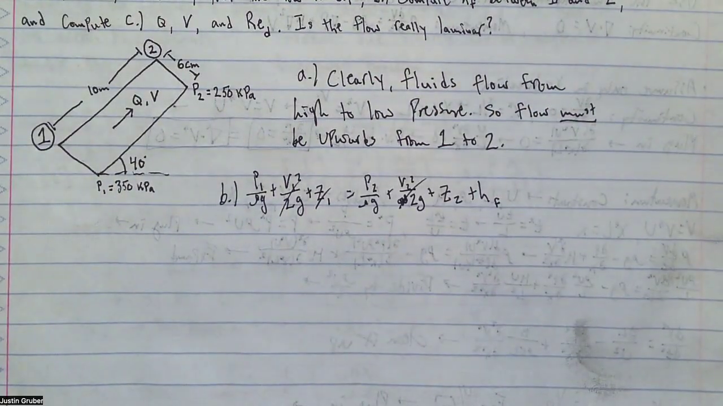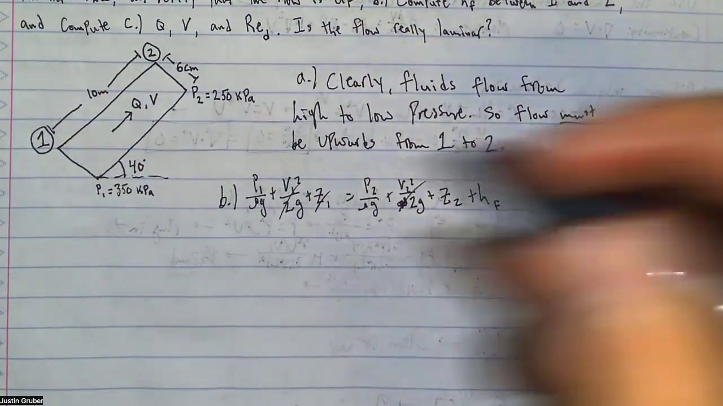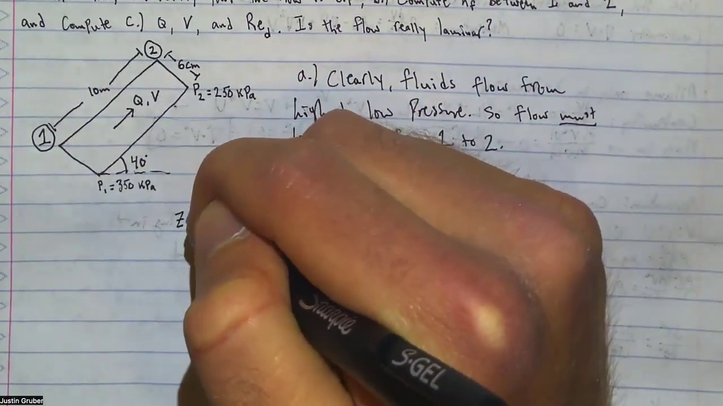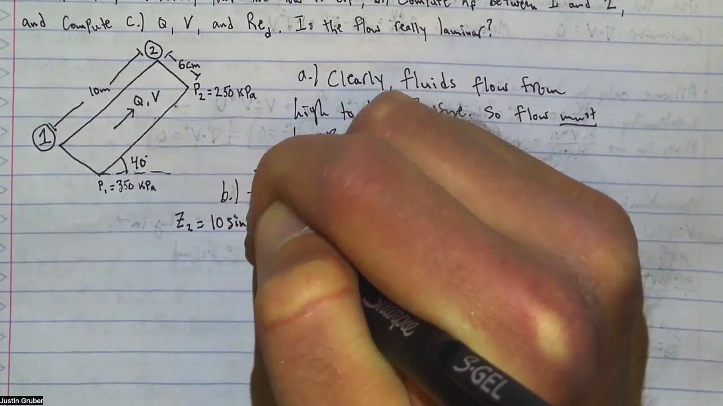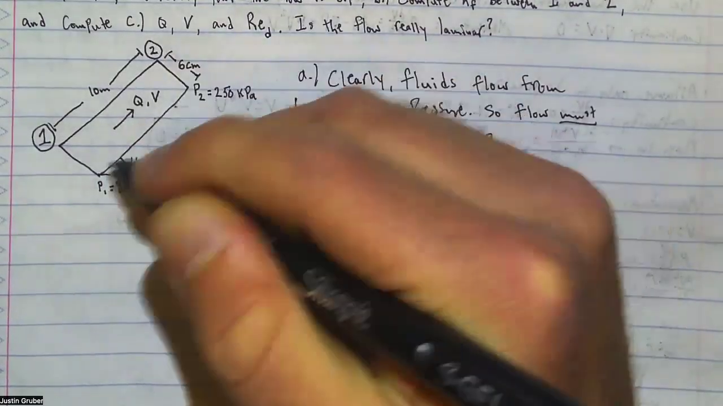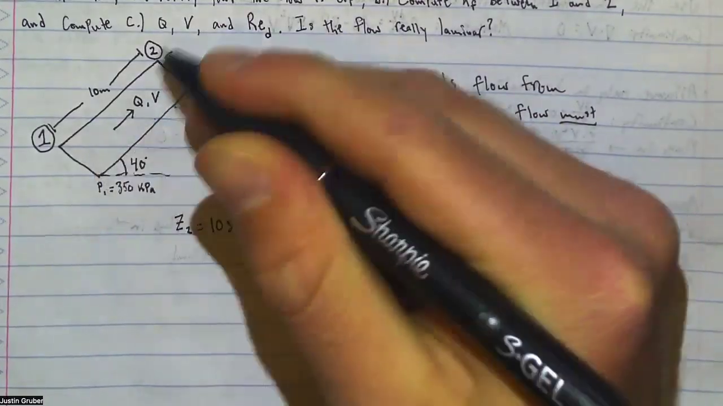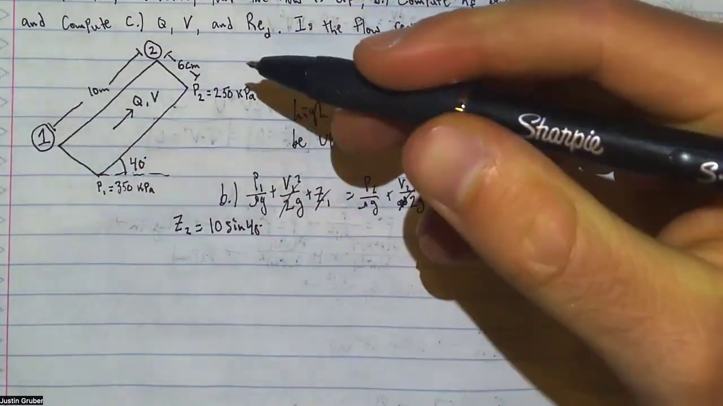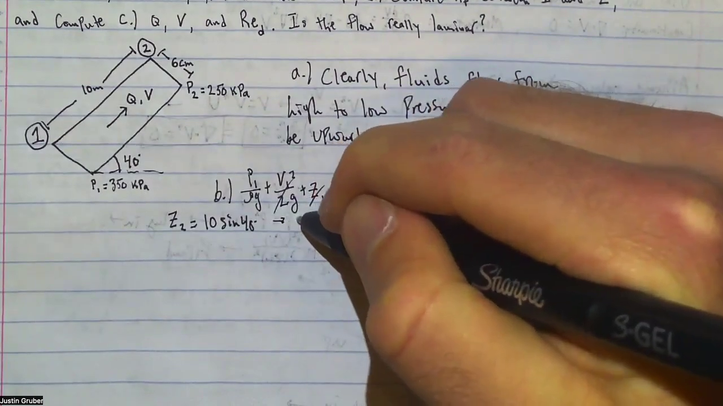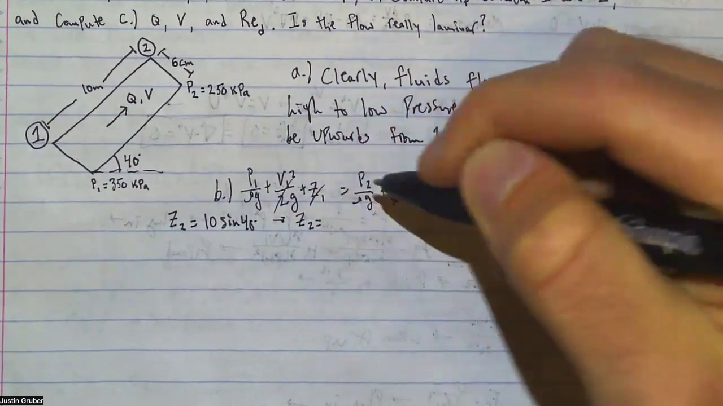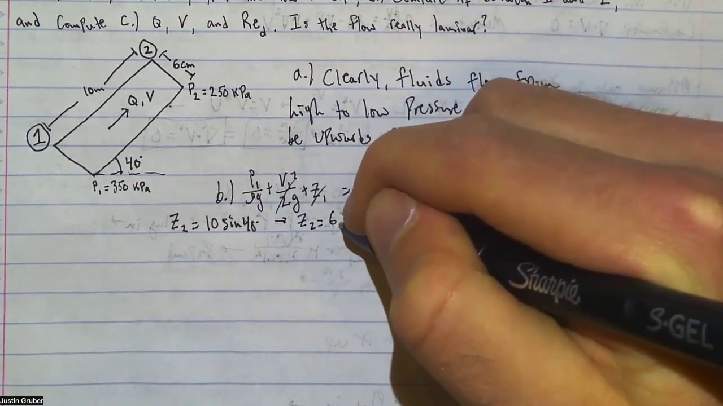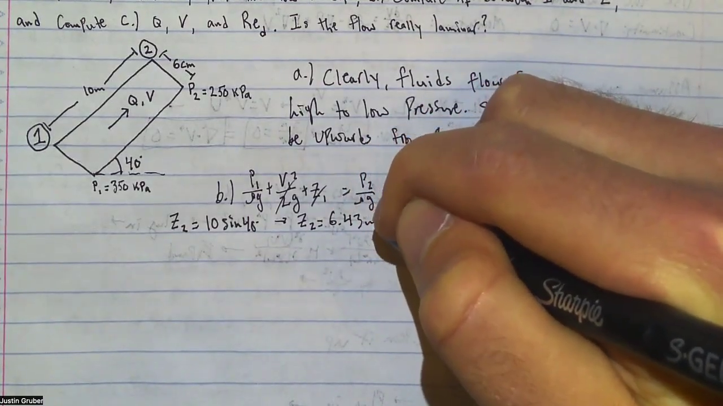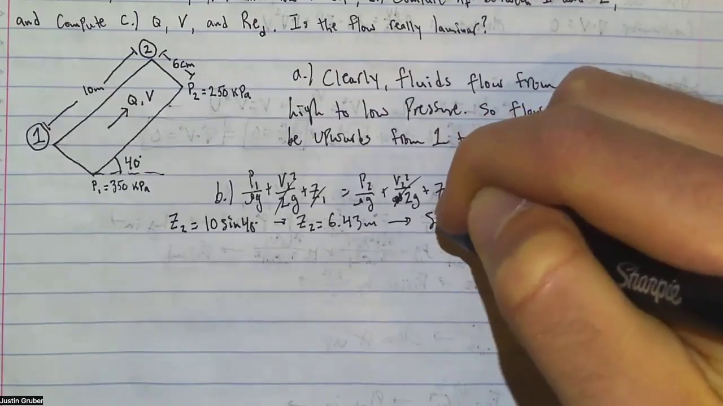So really the only thing we need to know is Z2, where Z2 just equals 10 times sine 40 degrees, right? It's just the vertical distance of this pipe, where 10 is the hypotenuse. So Z2 equals like 6.43 meters. Now solve for HF.